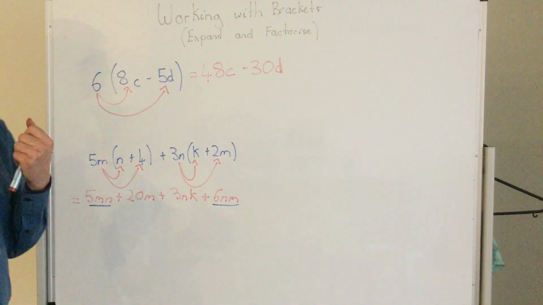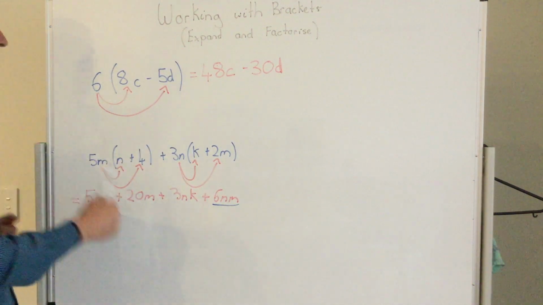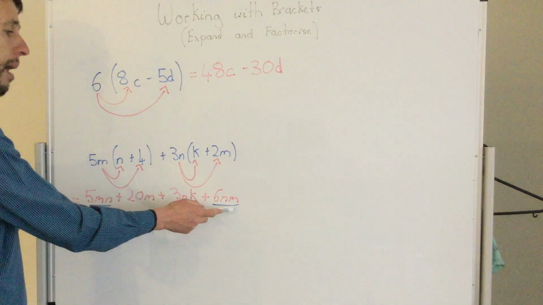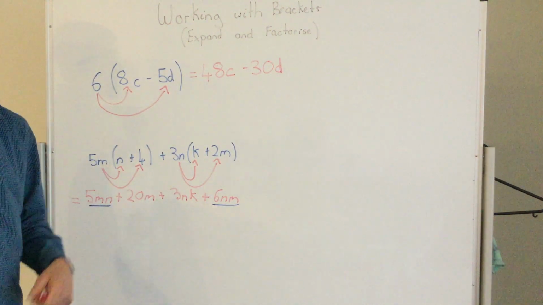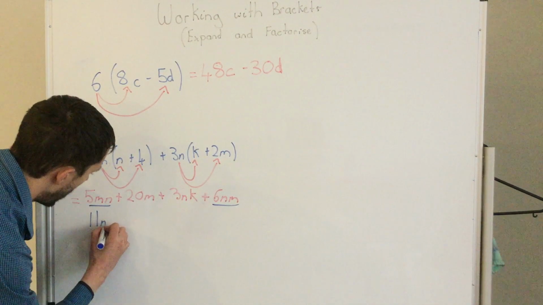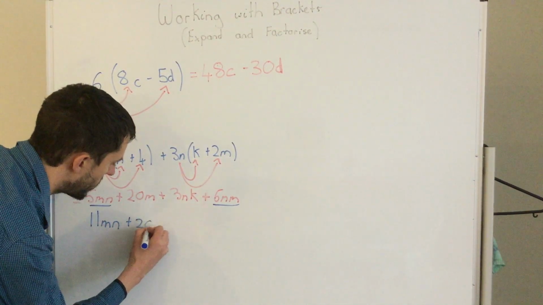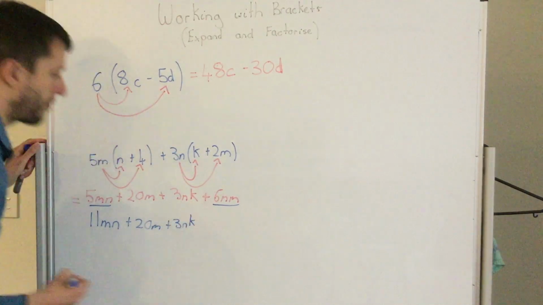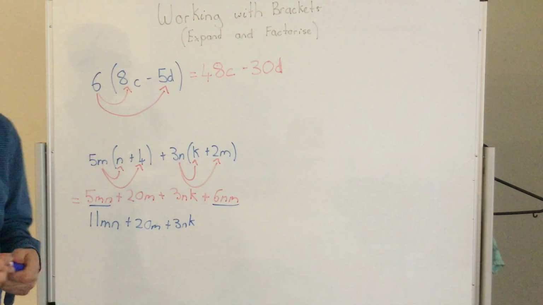It's like we can add when we talk about apples and apples, but not apples and pears. So these are the same. So we've got 6 apples and we've got 5 apples. How many do we have in total? 6 plus 5 equals 11. 11 apples. So 11mn. Then I'll just add the rest. 20m plus 3nk. And that is the simplest form that we can put it in right now.